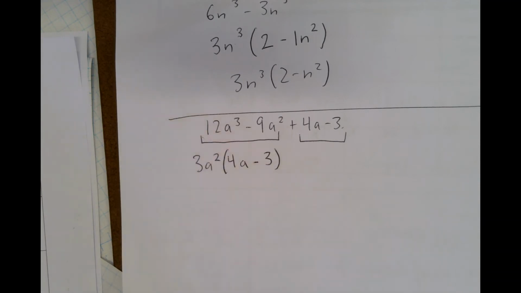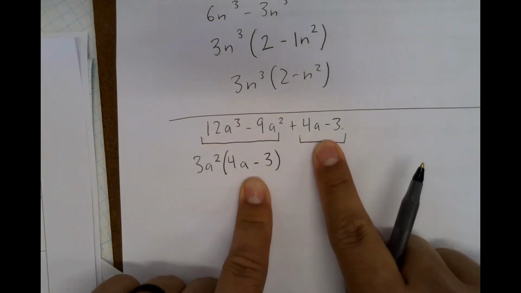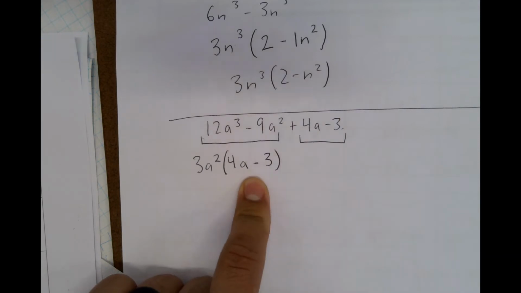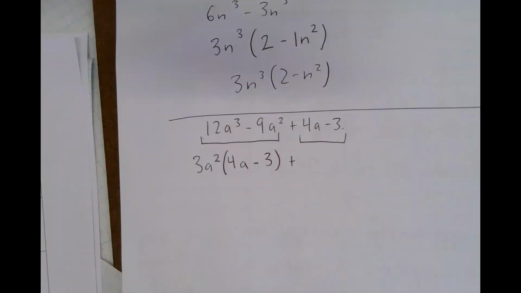Okay. So now we're going to look at the second term, and what you can see here is that these are exactly the same, and that's a good sign. That's a good sign you're on the right track. So for this, it looks like there's nothing in common with 4a and negative 3.